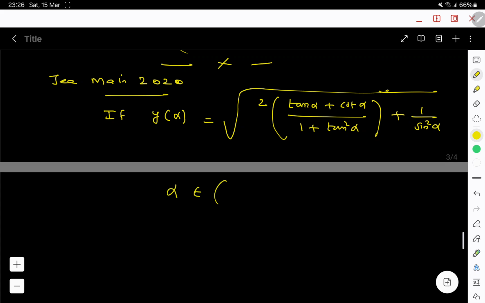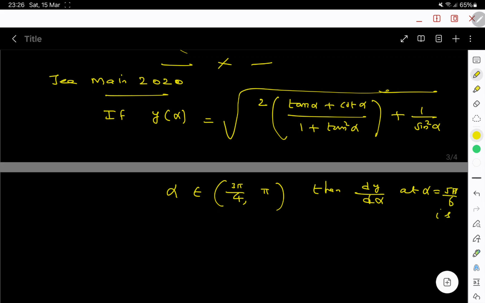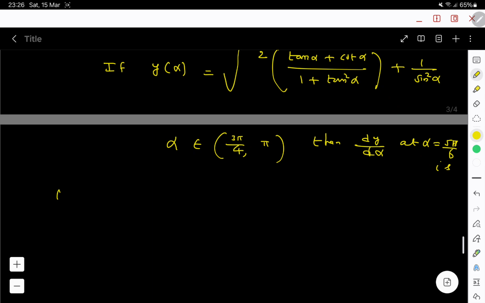So alpha belongs to 3 pi by 4 to 2 pi, then dy by d alpha at alpha equal to 5 pi by 6 is: option A is 4, option B is -4, option C is 4 by 3, option D is -1 by 4. Okay.